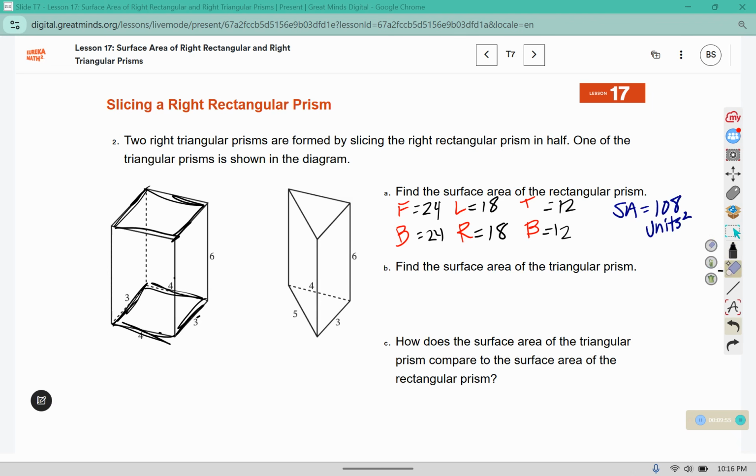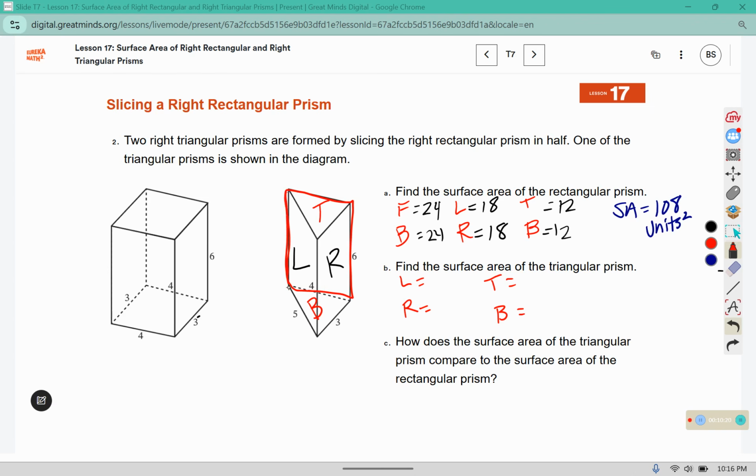For the triangular prism, we have a left and a right. We have a top and a bottom. And we have the back piece, but there is no front section here because it comes to a point.